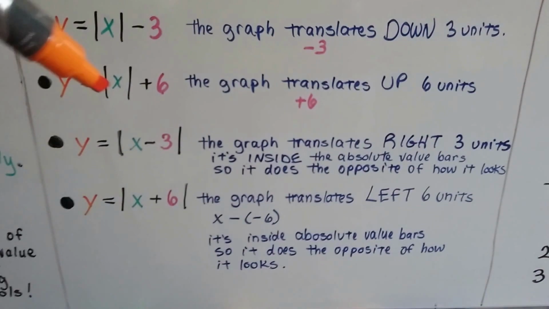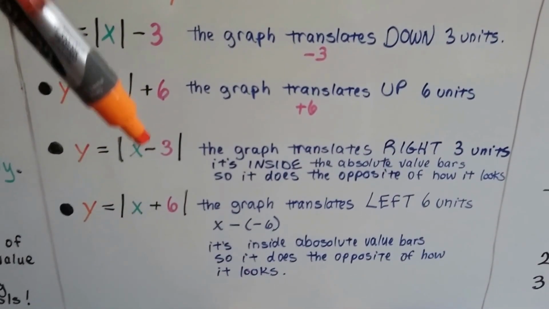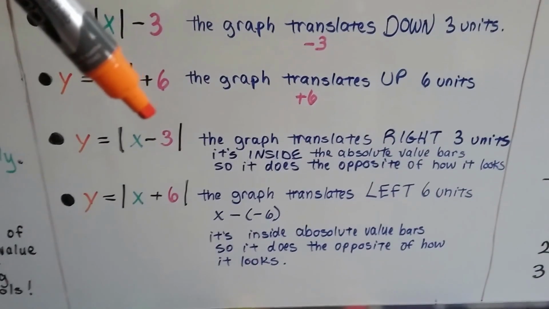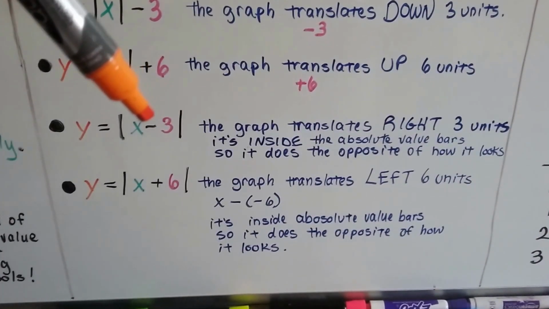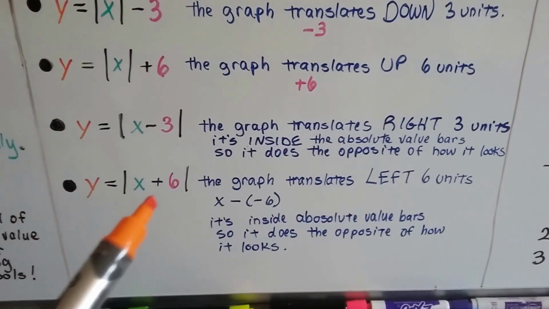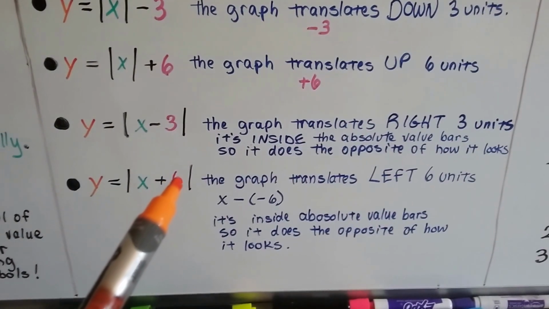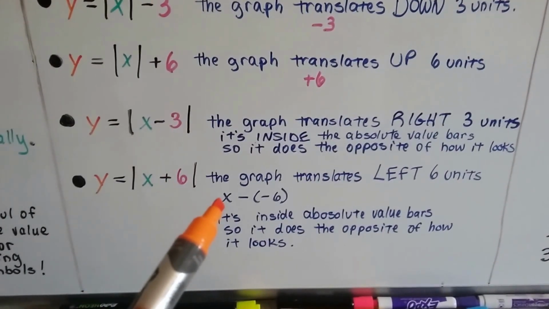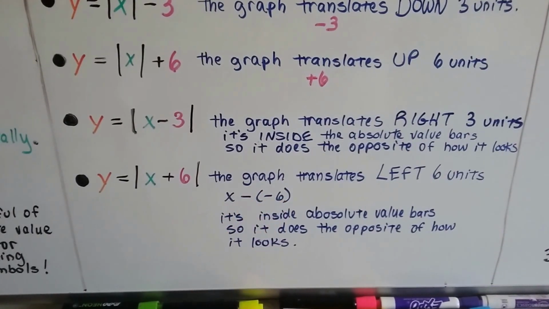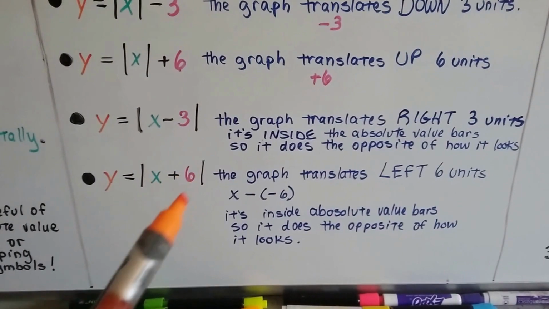But when they're inside the absolute value bars, our operation sign, this graph translates right 3 units. It's inside the absolute value bars, so it does the opposite of how it looks. And this is an addition sign with a 6, so that's going to translate left 6 units. It's like x minus a negative 6. It's inside the absolute value bars, so we're going to do the opposite of how it looks.